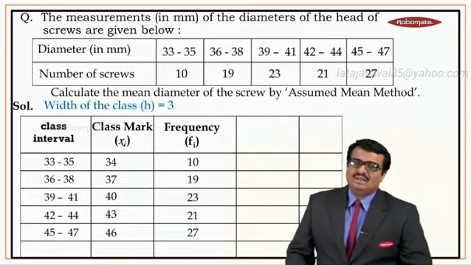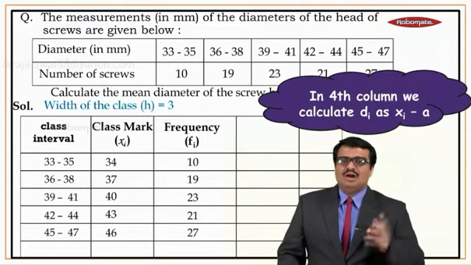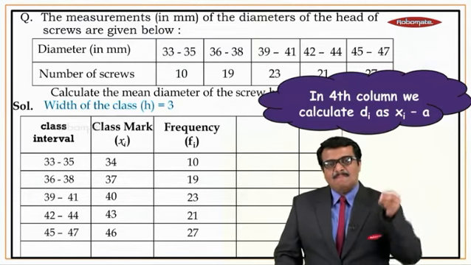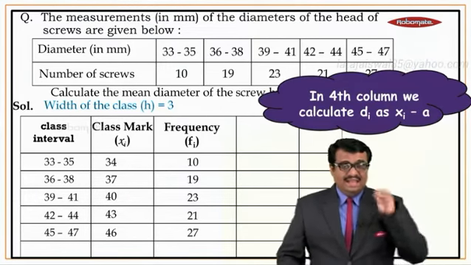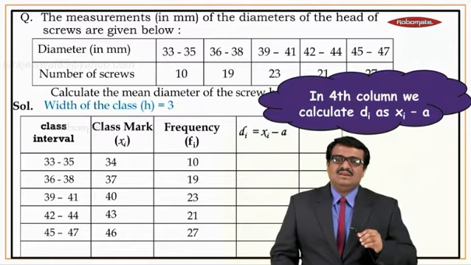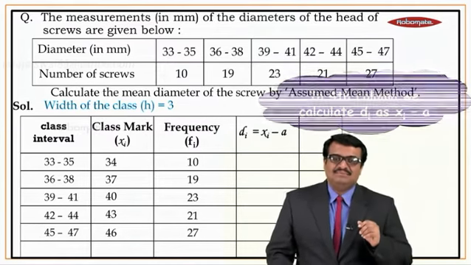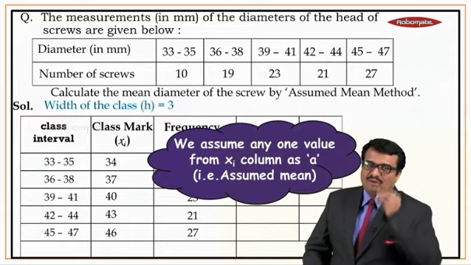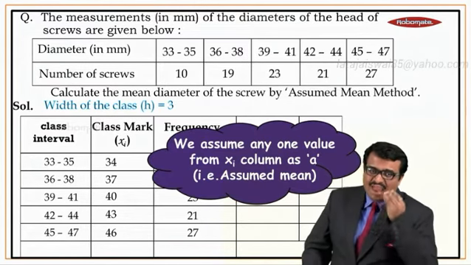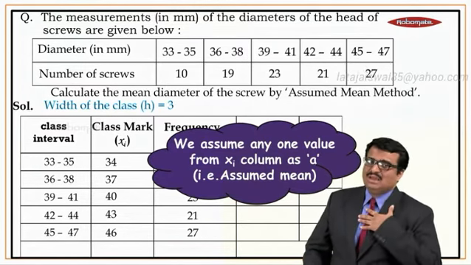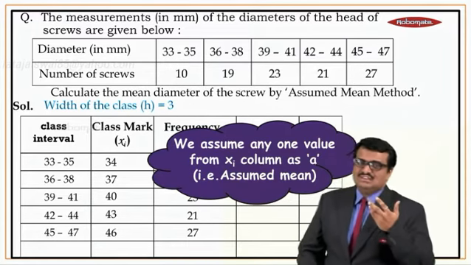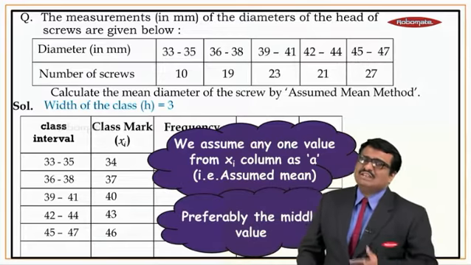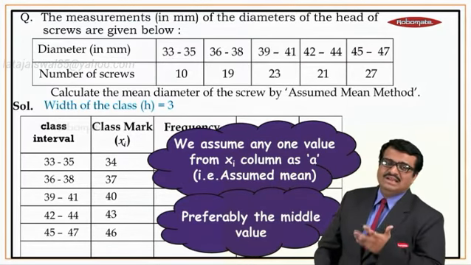Now coming to the fourth column, we calculate di. di is nothing but xi minus a. di is equal to xi minus a. Now what is this a? a means assumed mean. We are assuming a value. From the xi column, we will take any one value as a. Preferably the middle value, we will take it as a.